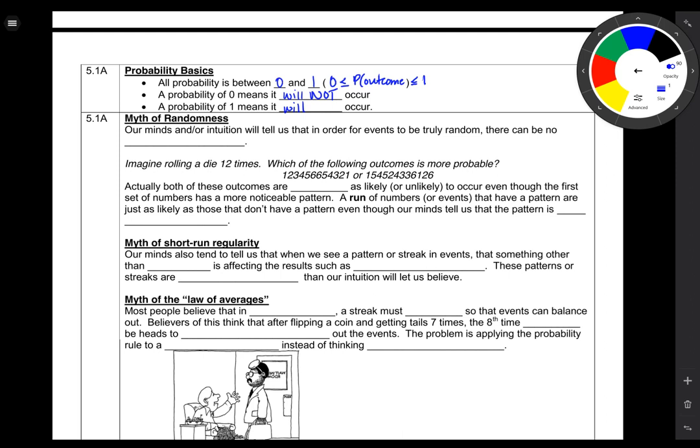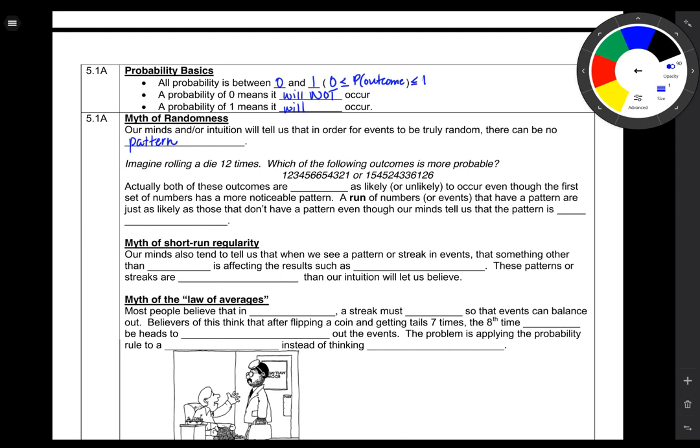Here's some myths, and we'll end this section with some myths of randomness. Our minds and or intuition will tell us that in order for events to be truly random, there can be no pattern. But we know that there are patterns in nature. So for us to think that if things are truly random, they should not have a pattern, that's not the case.